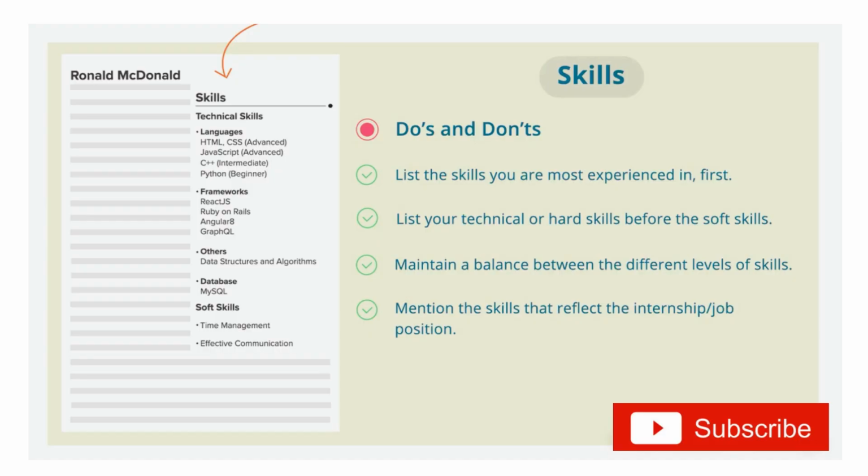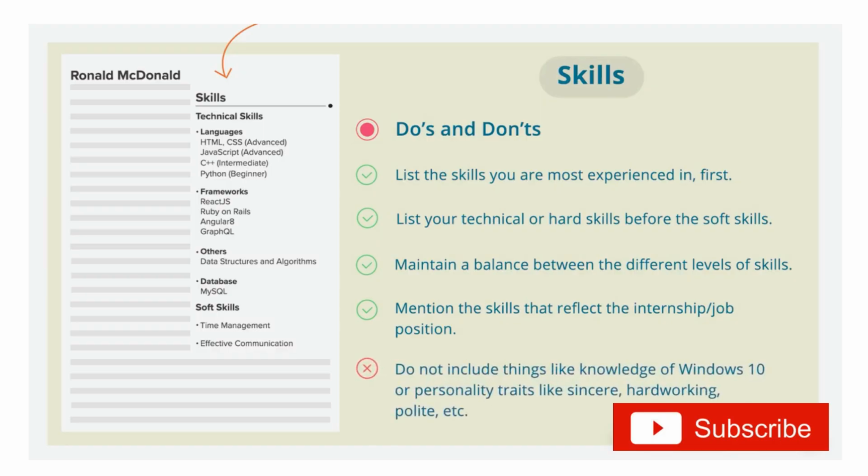languages after that. What you should not do is include the things that are very common, such as knowledge of Windows 10, or mention a personality trait such as I'm sincere, hardworking, polite, etc. This section is meant for specific skills only.